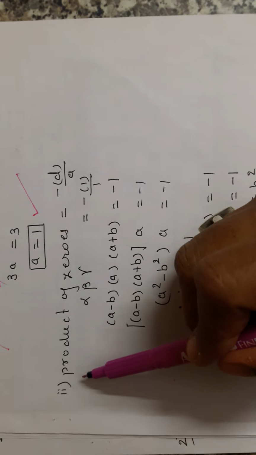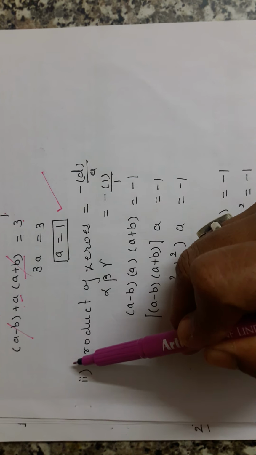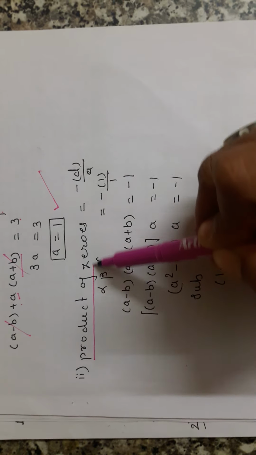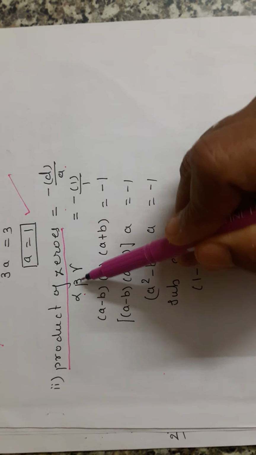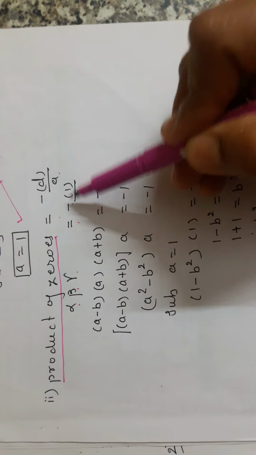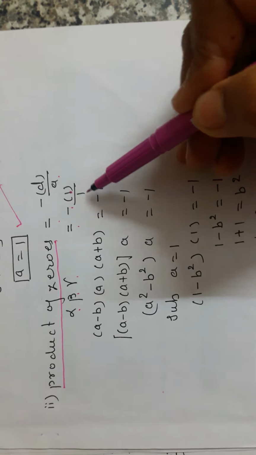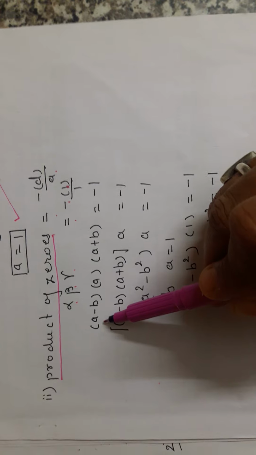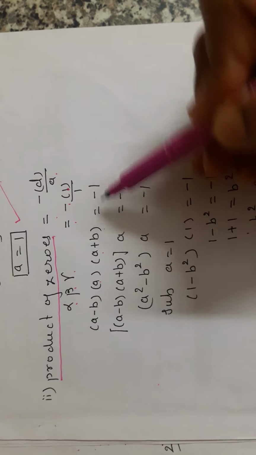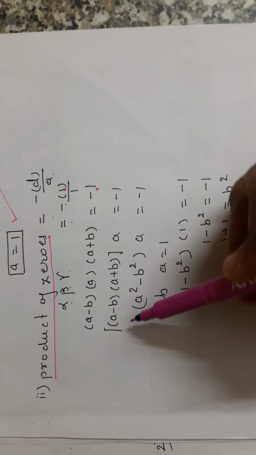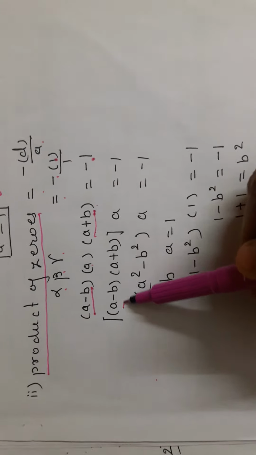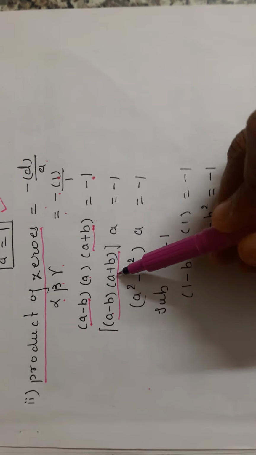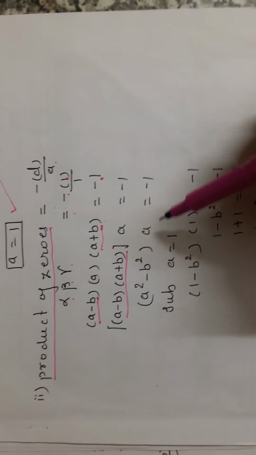Now we will not consider the second relationship, we will consider the third directly, the product of zeros, which is minus d by a. Alpha into beta into gamma is equal to minus, d's value is 1 by 1. Alpha's value is a minus b, a, a plus b, which is equal to minus 1. Now we are going to get here a minus b, a plus b. Here we will use the third identity, that is a minus b into a plus b is a square minus b square, into a, which is equal to minus 1.